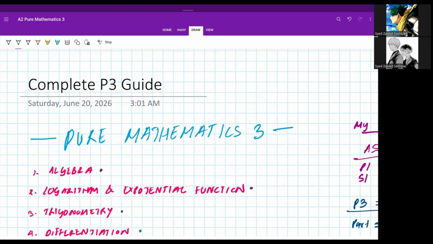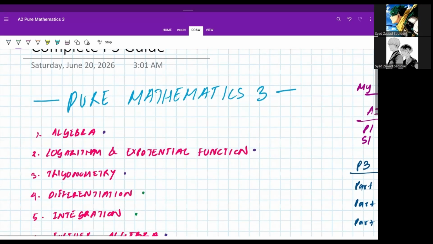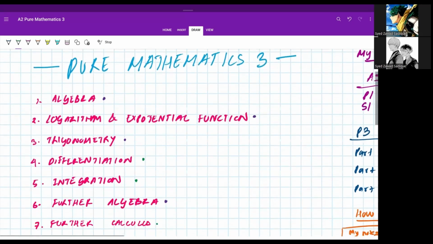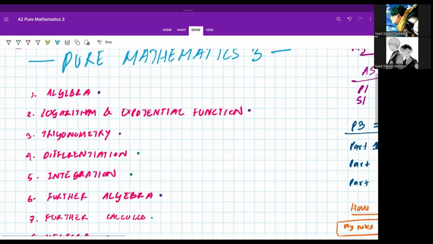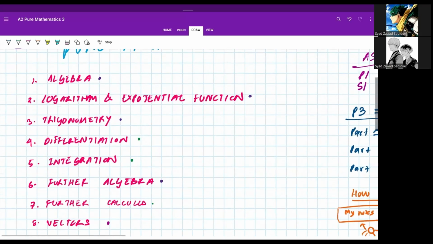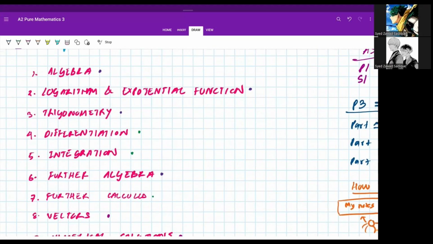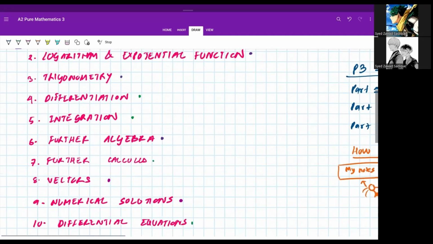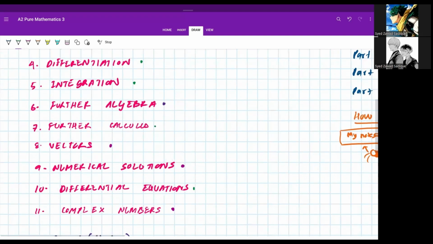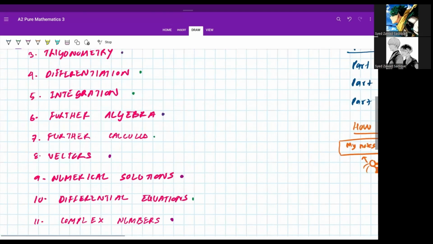This is the complete P3 guide for A2 mathematics. Pure Mathematics 3 has a total of 11 chapters, which are algebra, logarithm and exponential function, trigonometry, differential equation, integration, further algebra, further calculus, vectors, numerical solutions, differential equations, and complex numbers.